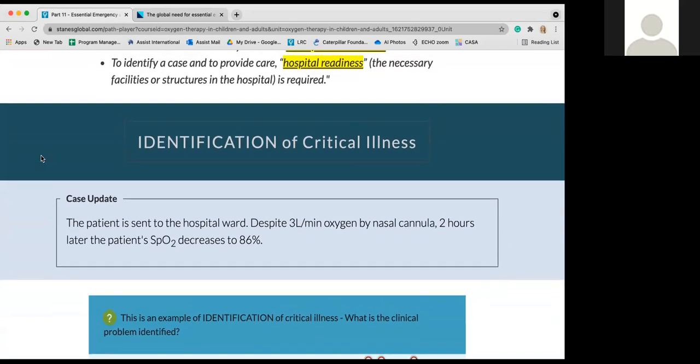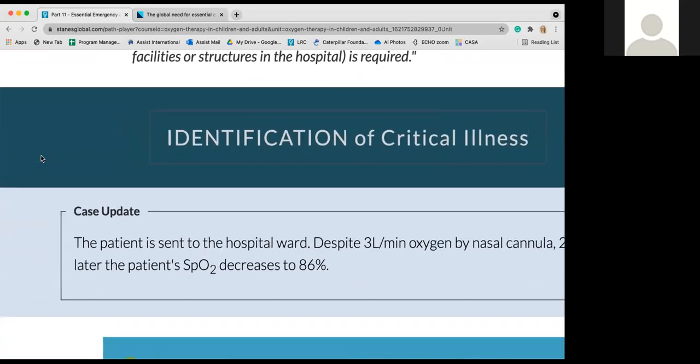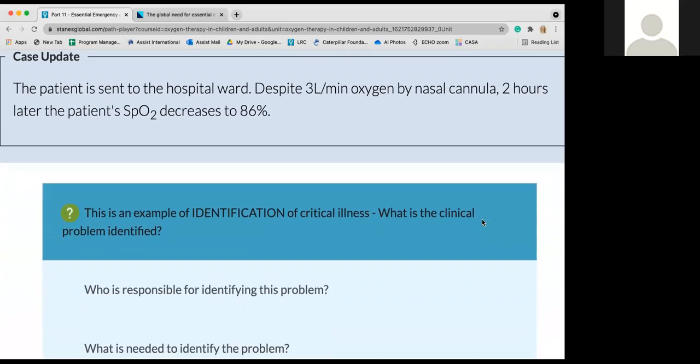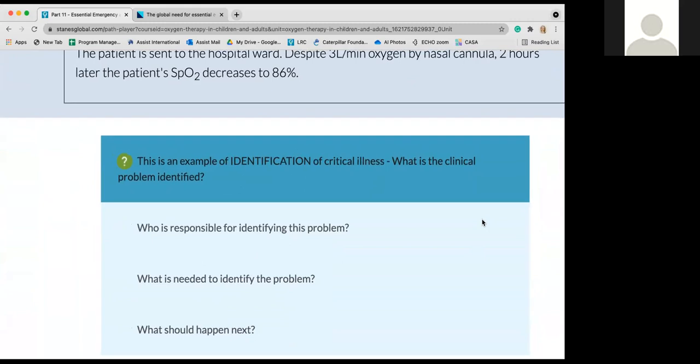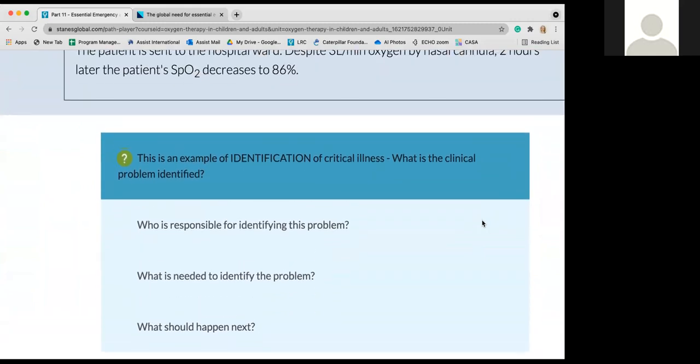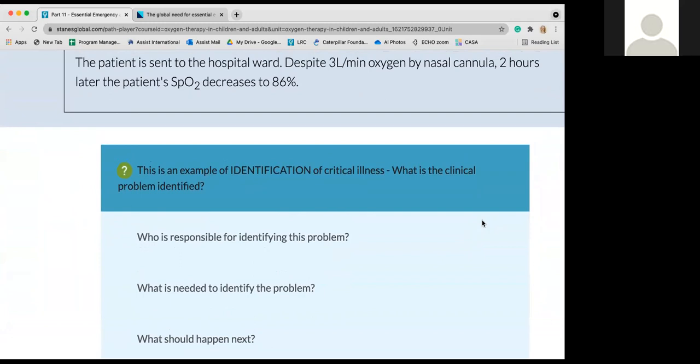So keep in mind our case, and you remember our patient is sent now to the hospital ward. Despite being on 3 liters of oxygen by nasal cannula, 2 hours later, the SpO2 or the saturation is still low, 26%. So this is an example of identification of critical illness. What is the problem I identified? You can put that in the chat.